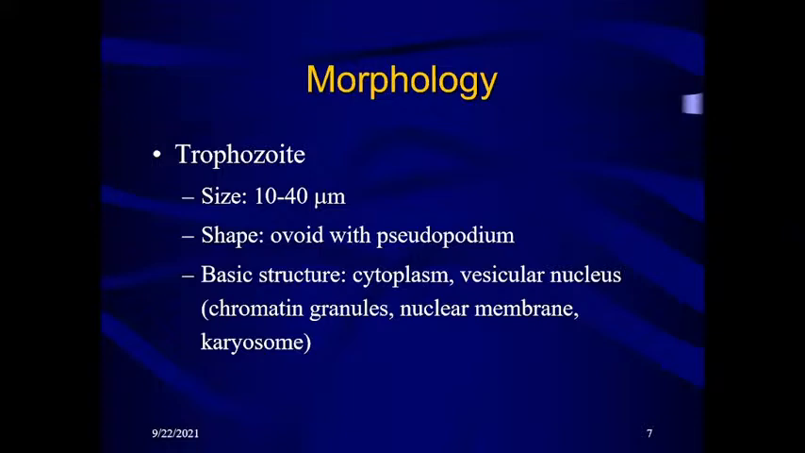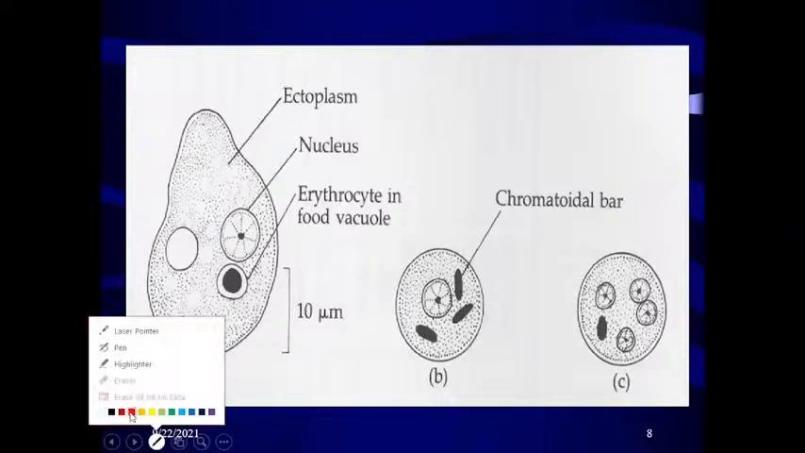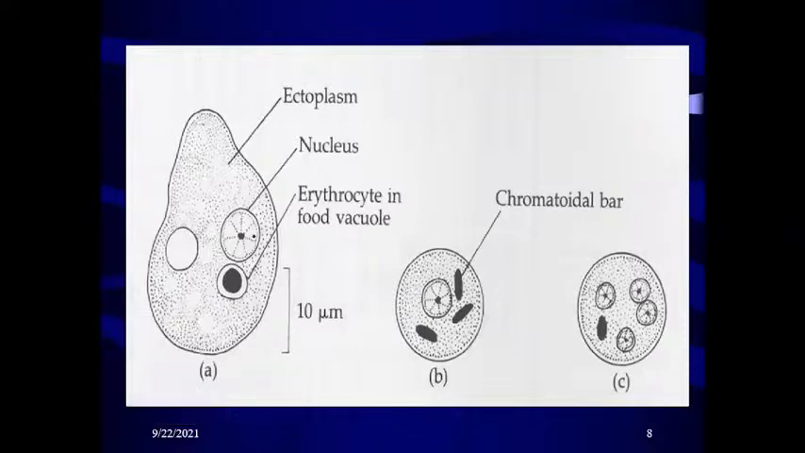The basic structure, as we say, the cytoplasm, vesicular nucleus, with chromatin granules and nuclear membrane and karyosome. And here we're able to see the nucleus. We can see the ectoplasm. You can see a red blood cell in a food vacuole. And this is the way we determine whether they are infectious or not, because when you have them having this, then you know that they are infectious.